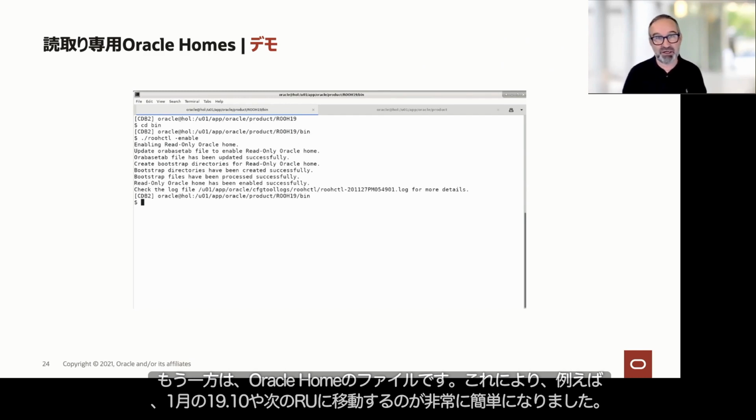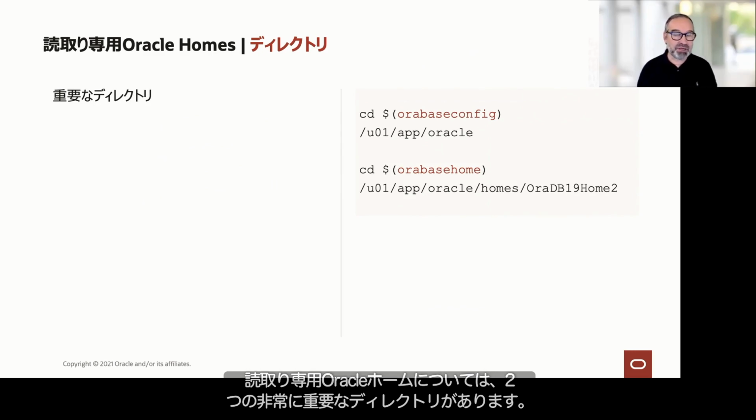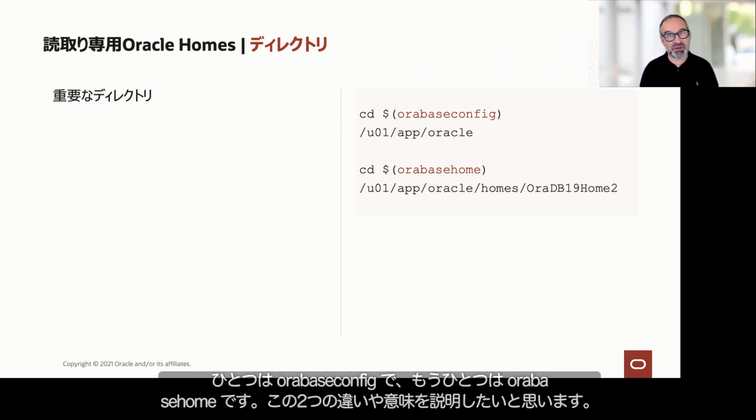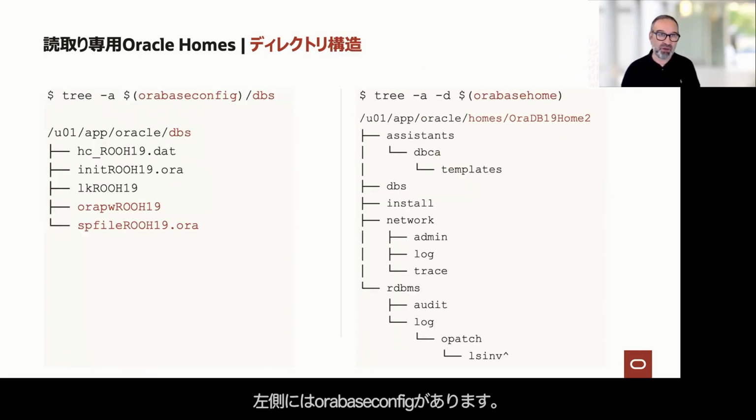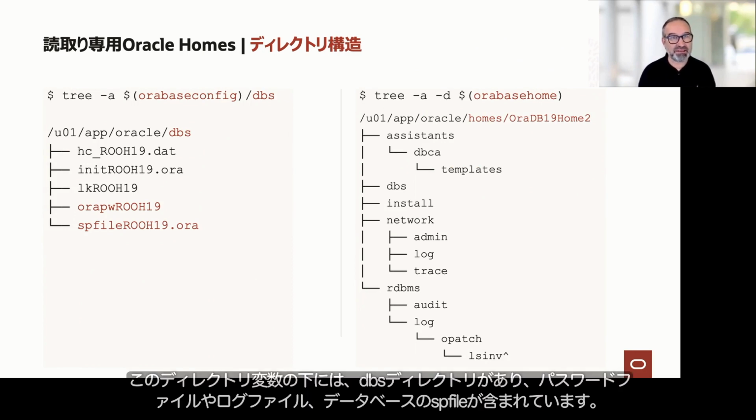When we speak about read-only homes, there are 2 very important directories we have to discuss here. One is the Oracle base config and the other is the Oracle base home. And I would like to show you the difference and what these 2 mean. On the left side, you see the Oracle base config. So under this directory variable, I would call it, we find a dbs directory which contains the password file and also the spfile of our database and a log file.